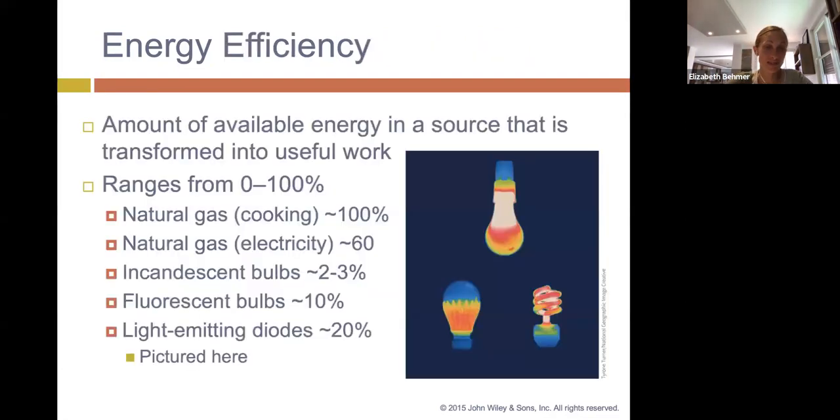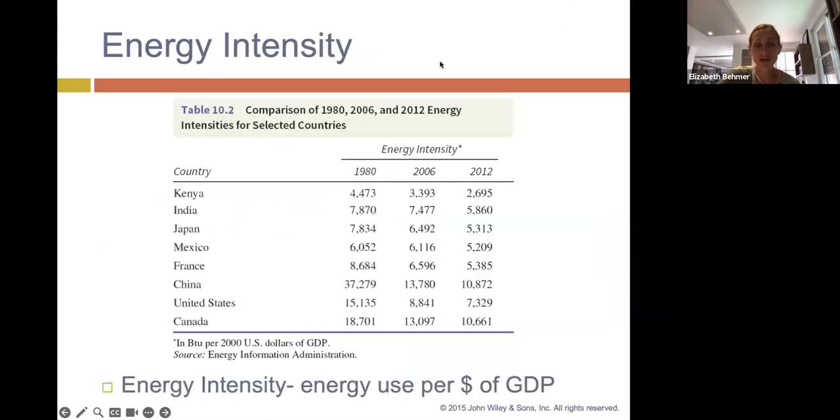Energy efficiency. This is the amount of available energy in a source that is transformed into useful work. It ranges from 0 to 100%, where natural gas for cooking is about 100% efficient. Incandescent bulbs, fluorescent bulbs, light emitting diodes, pictured here. This is a look at how efficient these energy sources are.